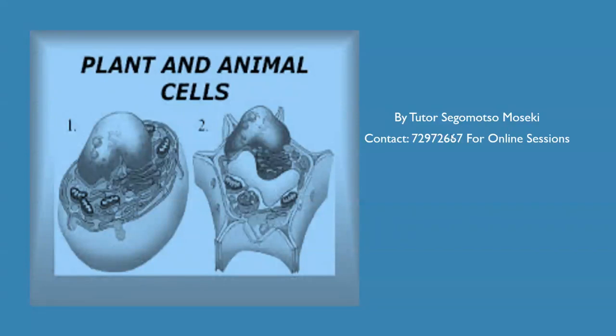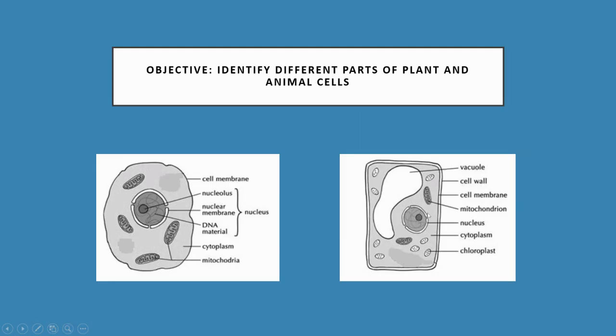All right. So today's lesson is about a plant and an animal cell. This is a science topic, specifically biology. So I'm just going to get right to it. My first objective is I want you to be in a position to identify the different parts of either an animal cell or a plant cell.